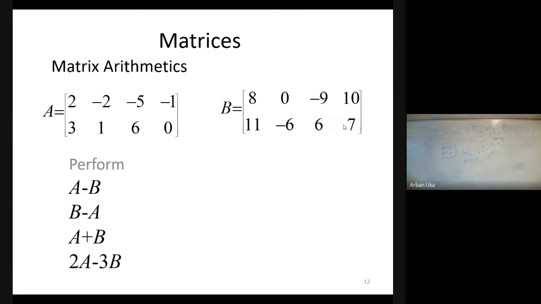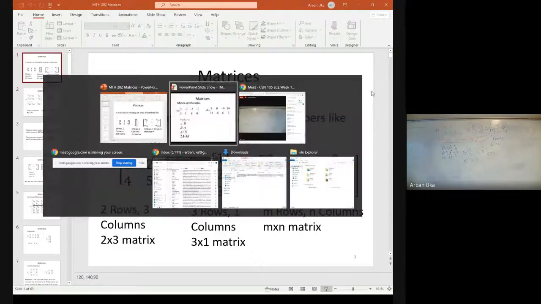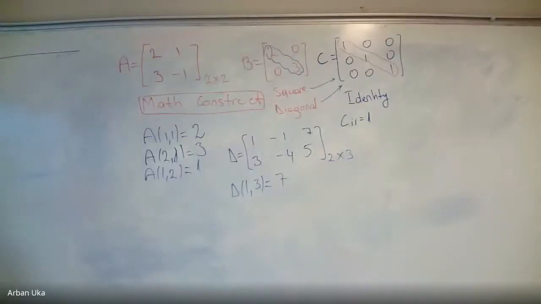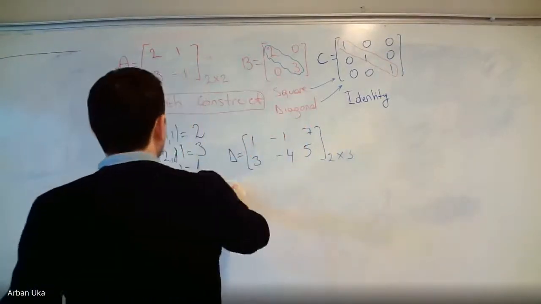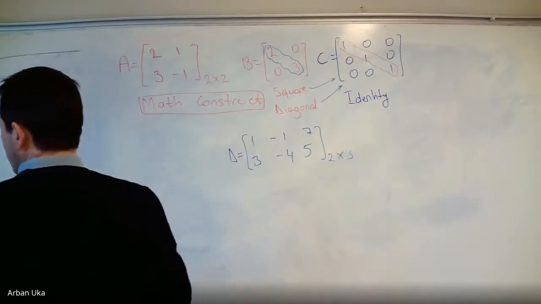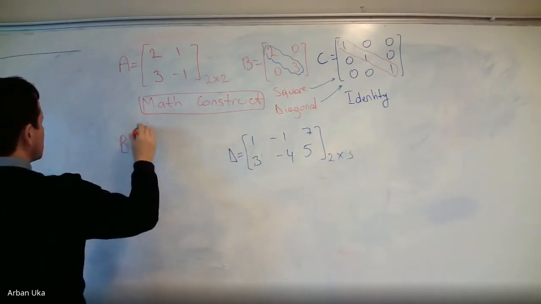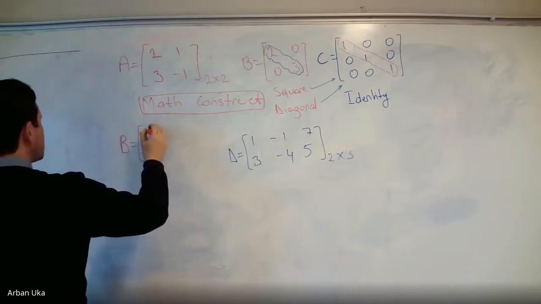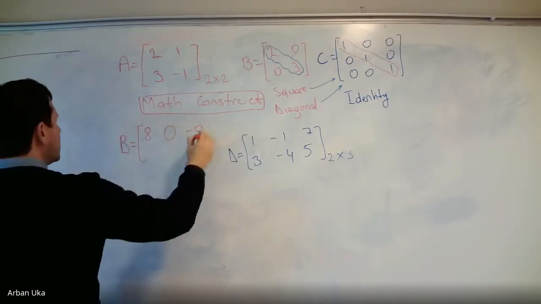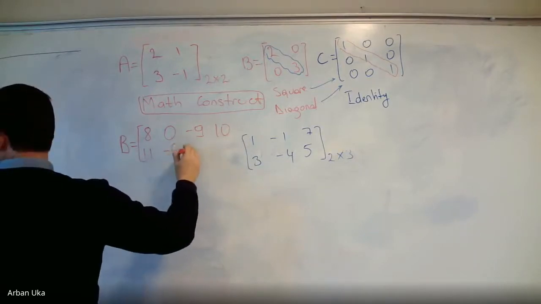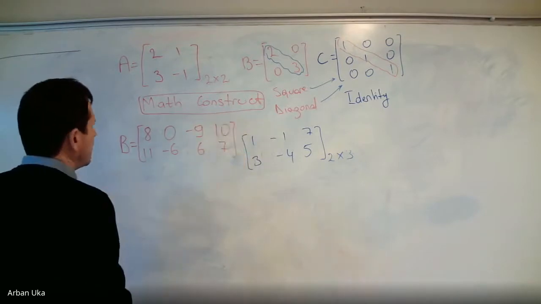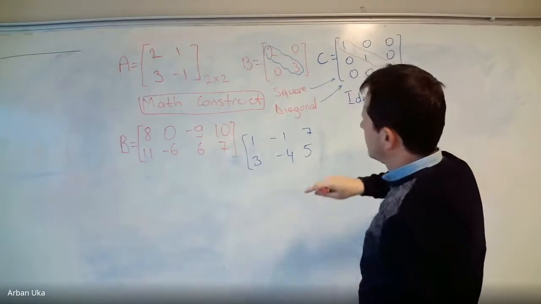Now, regarding matrix arithmetic, in this part, let me see. So I guess the last two matrices that were written on the board, let's keep this matrix D here, and let's write down the matrix B, which was on the slides. B in this case was equal to 8, 0, minus 9, 10, and the other row is 11, minus 6, 6, 7. Okay, so this is B.